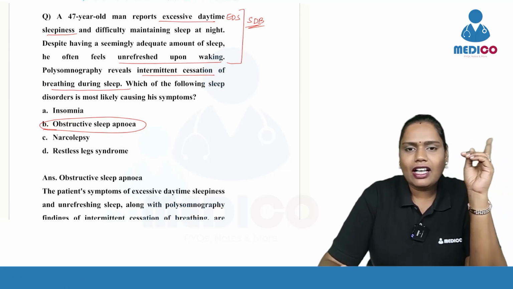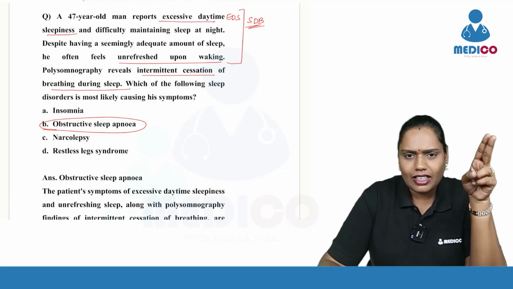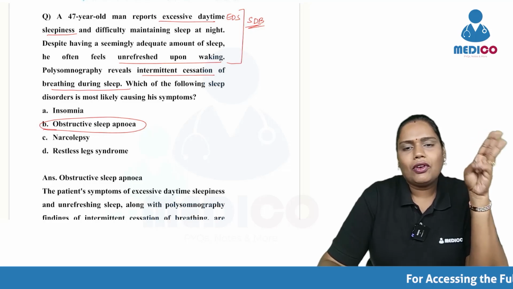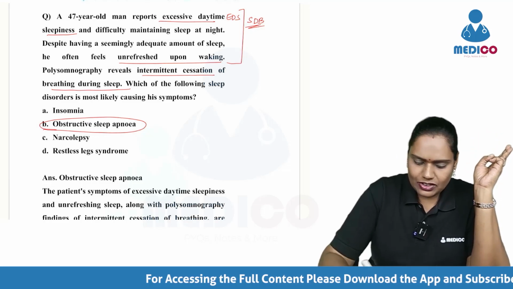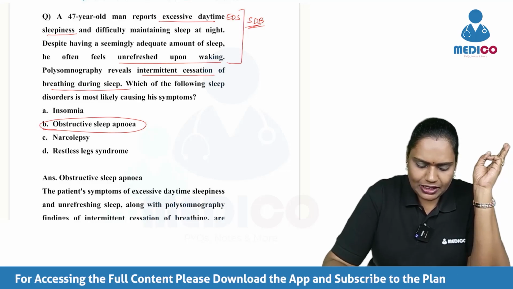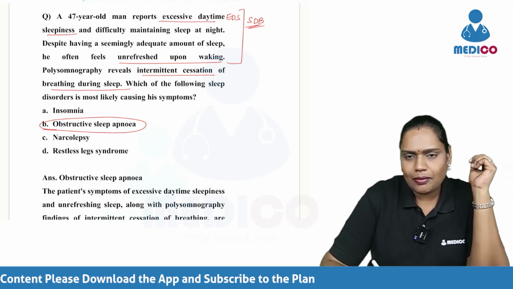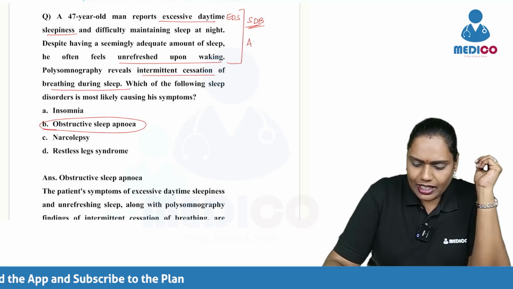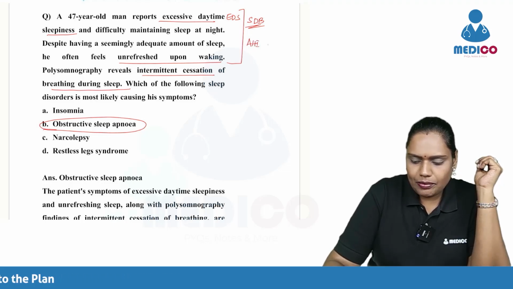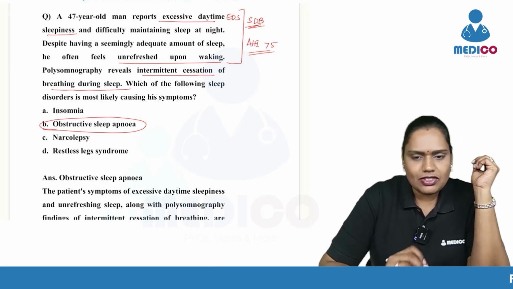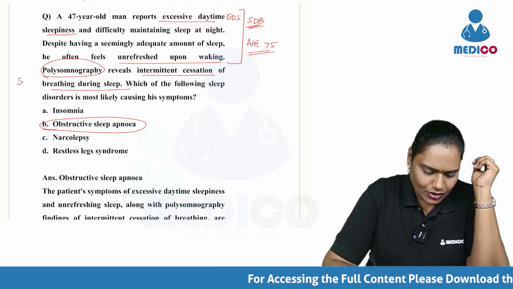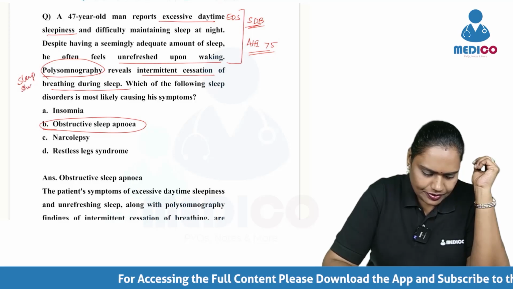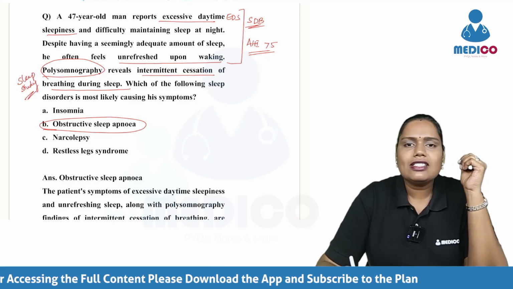Because of that, even if they are sleeping for 8 hours, the next morning when they wake up, they have an unrefreshed feeling, excessive daytime sleepiness, and polysomnography will show an apnea hypopnea index of more than 5. So here they've directly given intermittent cessation of breathing, that is apneic episodes are happening. Usually AHI, apnea hypopnea index, of greater than 5 is diagnostic of obstructive sleep apnea. And then what is this polysomnography? Polysomnography is also called a sleep study.